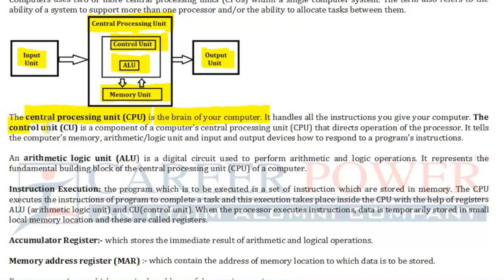The control unit is a component of the computer CPU that directs the operation of the processor. So the control unit tells the memory, ALU, and input-output devices how to respond and when to respond. It controls the operations. Then we have the arithmetic logic unit, or ALU. It is a digital circuit used to perform arithmetic and logic operations. All the addition, multiplication, division, subtraction, in short, all the arithmetic operations and all the logical operations are performed by the ALU. Then we have memory in the diagram, and we'll discuss the memory unit and types of memory in a completely separate section.